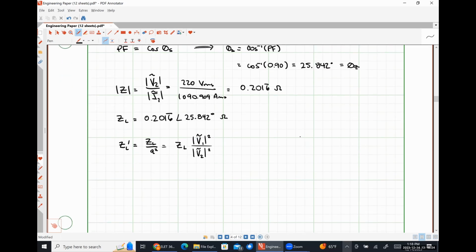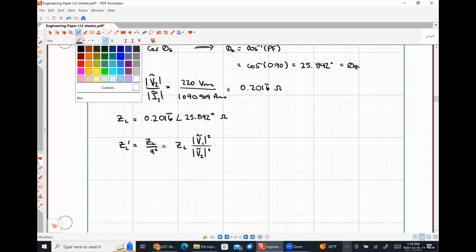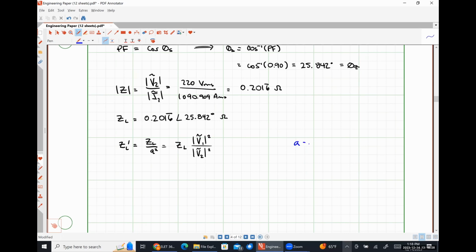Just to be clear and make sure that I'm doing this correctly, I'm going to write it down over here. A by definition is N2 over N1, which should be the magnitude of V2 over the magnitude of V1. Since I'm squaring that relationship, and because I'm dividing by A, I have a V2 in the denominator and the V1 in the numerator. Okay. So everything seems to be on the up and up now.